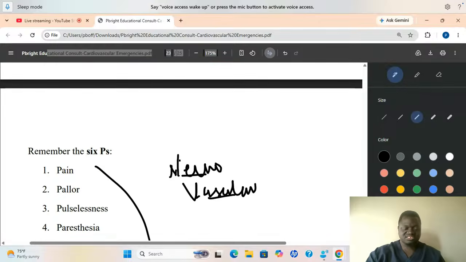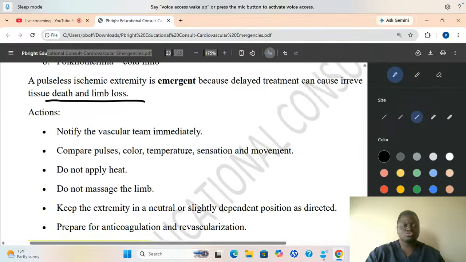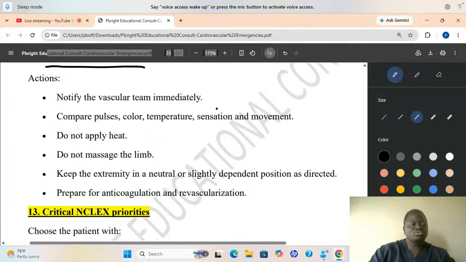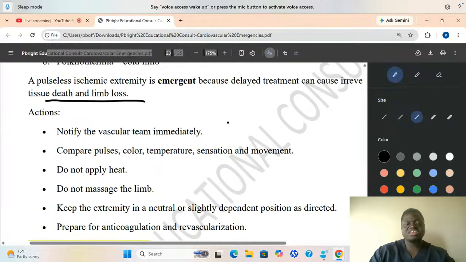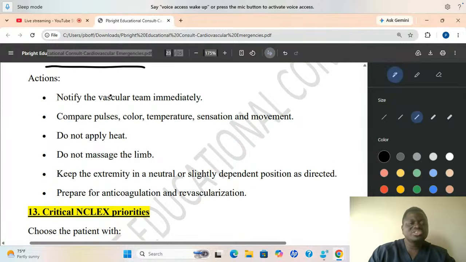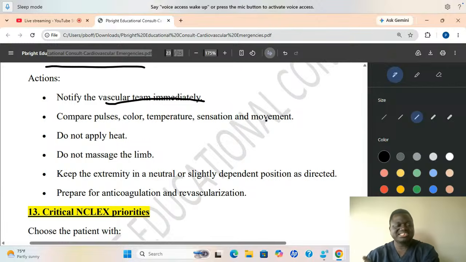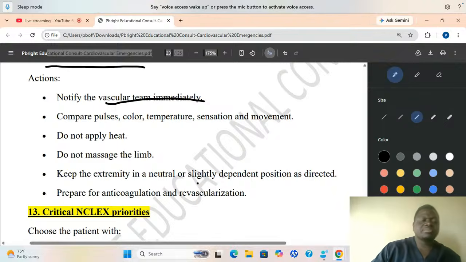A patient has been on your ward so many days, no blood thinner. An embolus will close one of the arteries. So you notify the vascular team. Then you compare the pulses of both limbs and sensation. Never apply heat, and do not massage the limbs. Keep the extremity in a neutral or slightly dependent position and prepare for anticoagulation or revascularization.